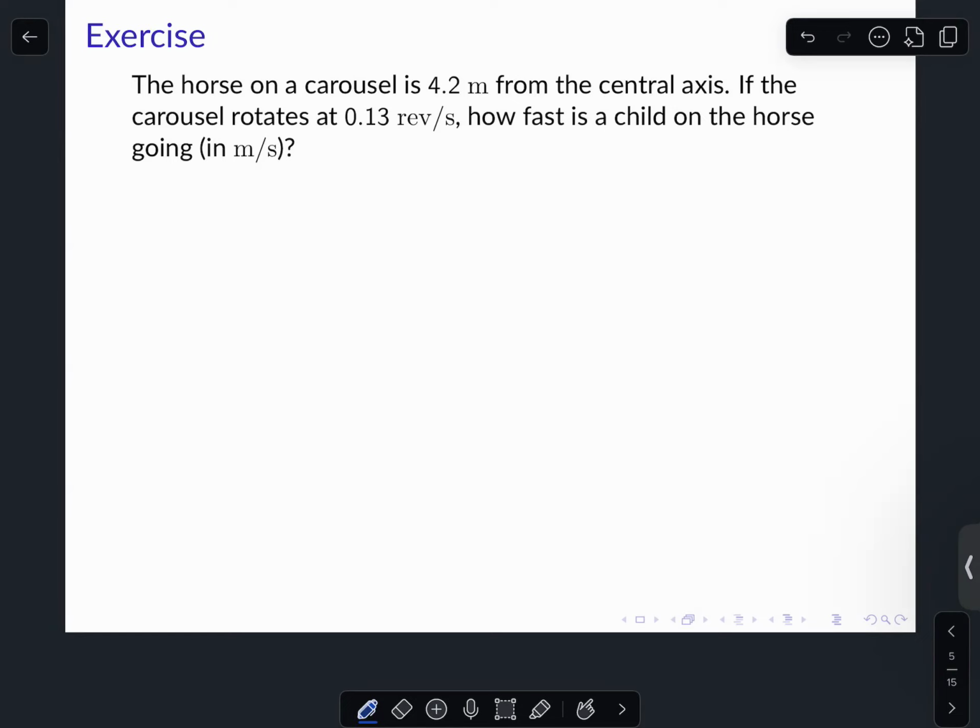The correct answer is 3.43 meters per second, about 7 miles an hour-ish. But the answer is not the most important thing here. I'm using this as a starting point to introduce some friends. Let's talk about that first term. What does 4.2 tell you?